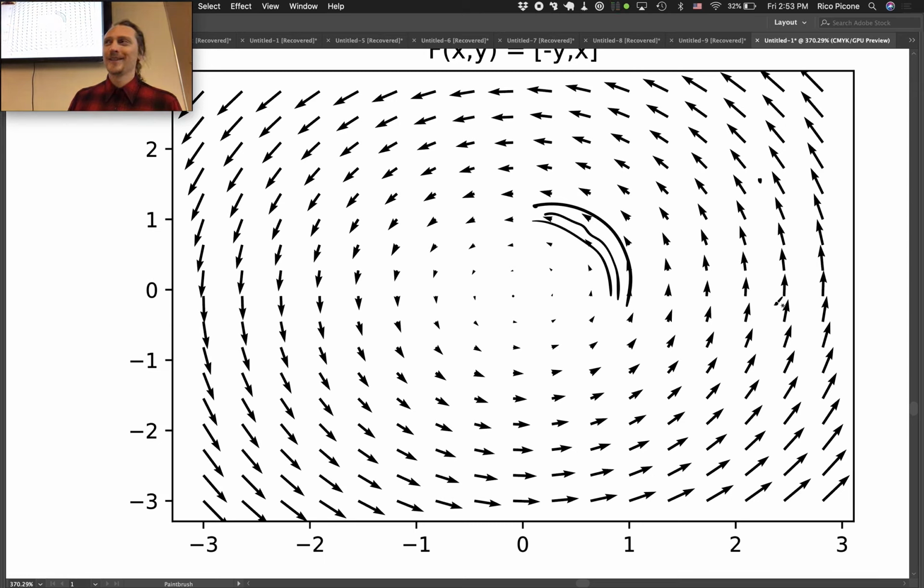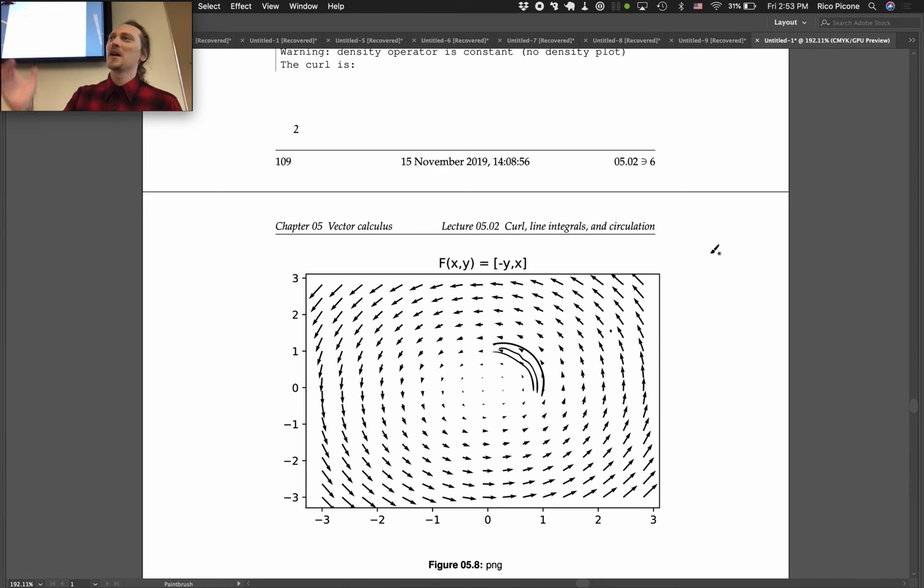That's curl. That's path integrals. That's vorticity. That's path independence and circulation. Quite a few little concepts there covered. Okay. I encourage you to play with this. You can just copy the Python code over and start plugging in your own vector fields and see what happens. So what is the use of curl again in studying engineering?